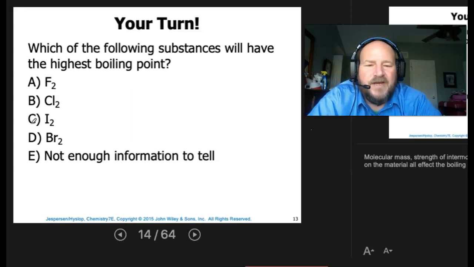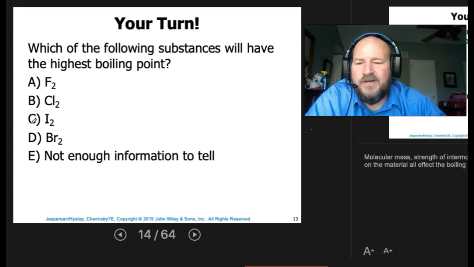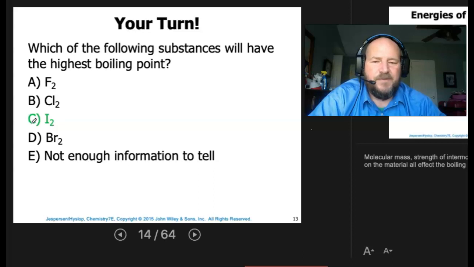Which of the following substances will have the highest boiling point? Now here we're looking completely at molecular weights. Is the highest or the lowest going to give you the highest boiling point? And hopefully the larger molecule, I2, is what you came up with.